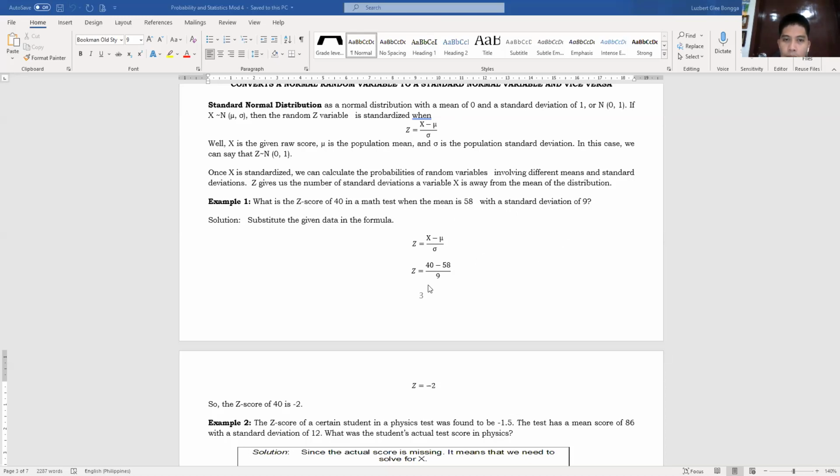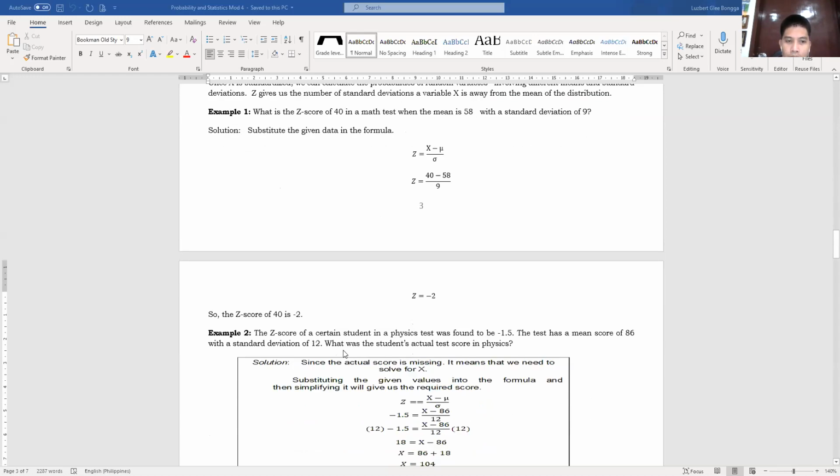So by using the formula, our z-score is 40 minus our population mean, that is 58, divided by our standard deviation, that is 9. So 40 minus 58, that is negative 18 divided by 9. So therefore, our z is equal to negative 2. So the z-score of 40 now is equal to negative 2.